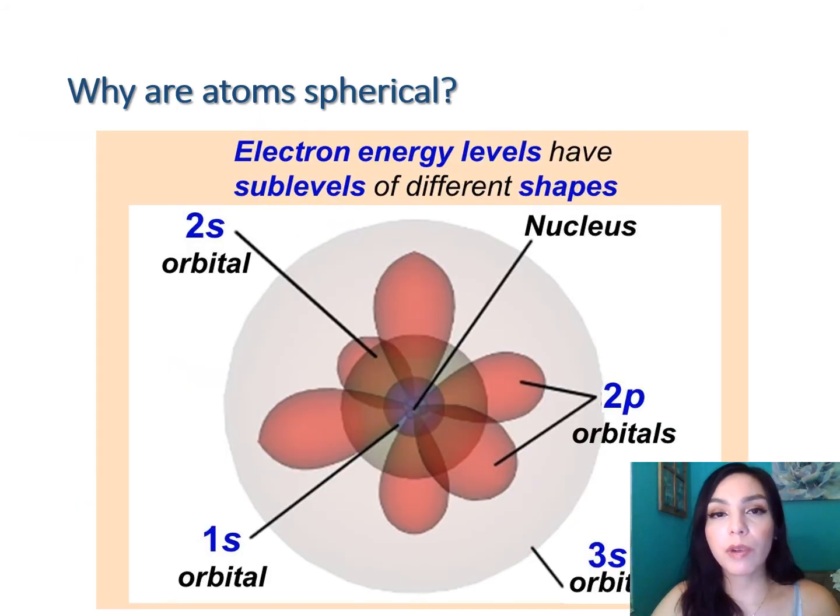Now I do want to point out something that may be interesting or confusing. Why are atoms spherical? Why are we always drawing them as a sphere if they actually have these weird shapes within them of where the electrons are? That's because, overall, the way it adds up is that you will have increasing energy levels, and because of that, the distribution overall adds up to it just being a sphere.